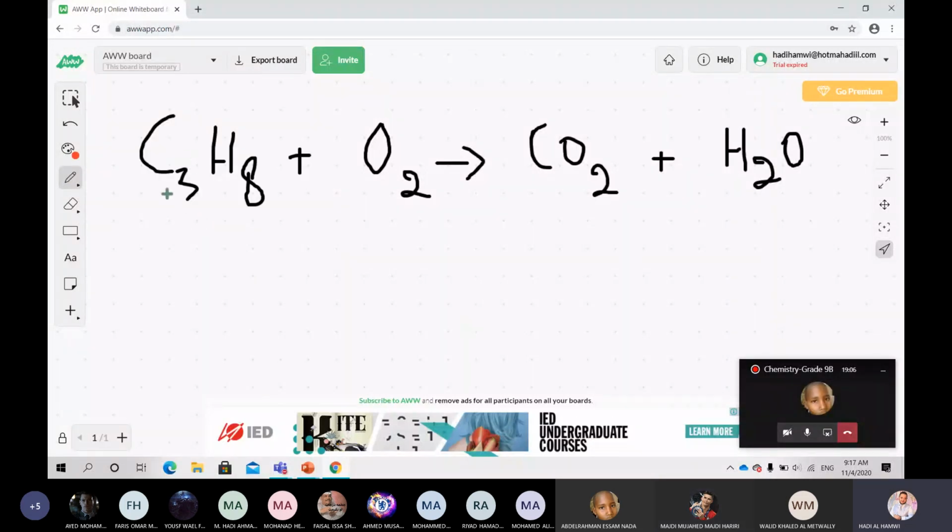Yalla. How many carbon do we have in the reactants? 3. In the products? 2. This 2 is for the oxygen. The subscript is only for the element that is before it. I have here nothing, so 1. So I have here 3, I have here 1. So what should I put here as a coefficient to make it balanced?